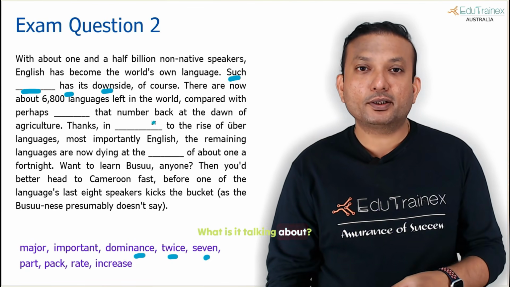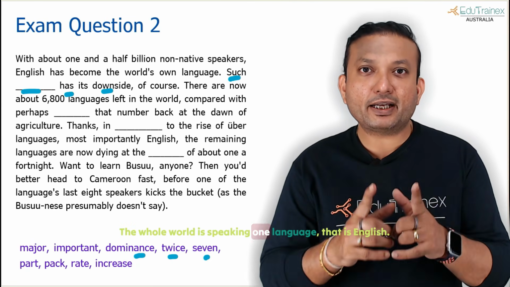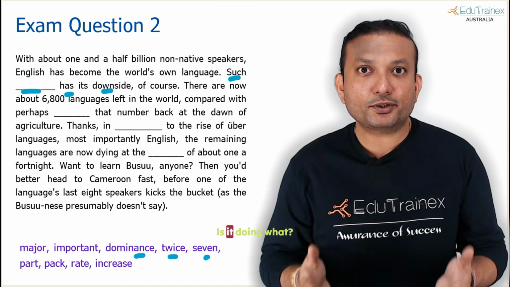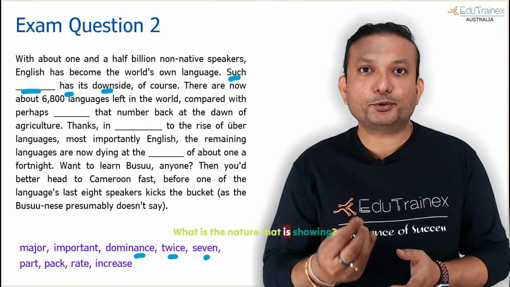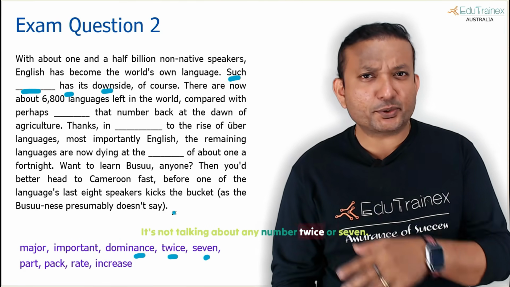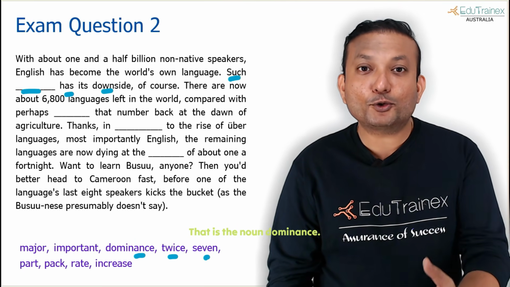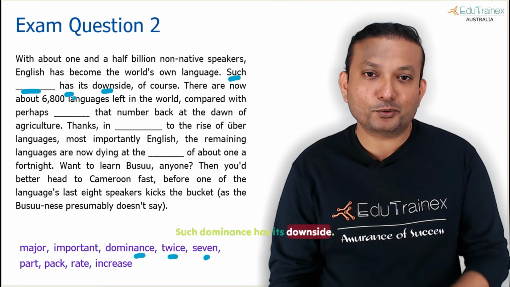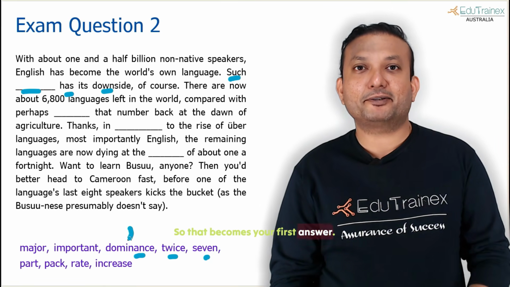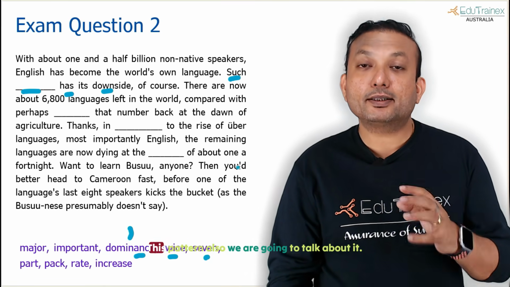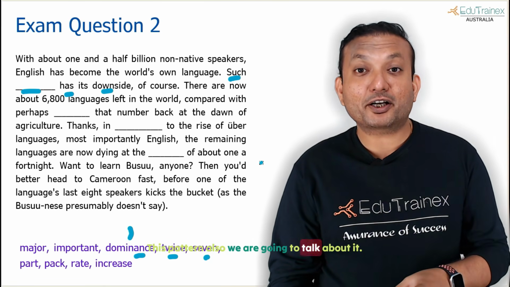What is it talking about? The whole world is speaking one language, that is English. What is the nature that is showing? It's not talking about any number, twice or 7. It's talking about dominance. That is the noun. Such dominance has its downside. So that becomes your first answer. And this pattern we are also going to talk about.